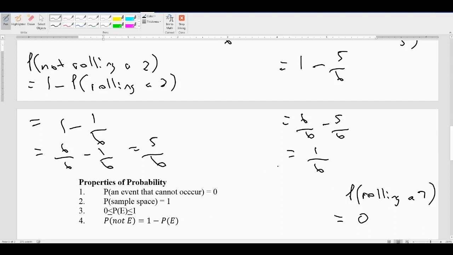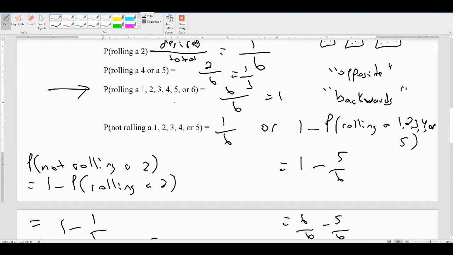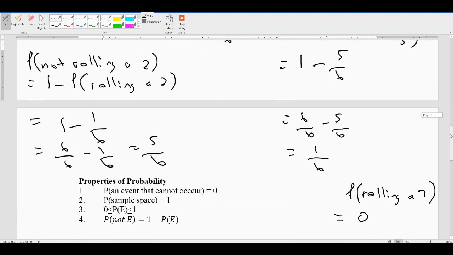Probability of the sample space: that's all possible events, which is this example right here. That was all possible events or outcomes. And what was the probability for a case like that? Well, the answer was 1. So that's what that example means.